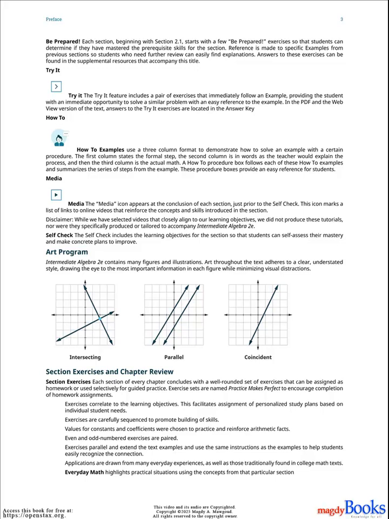Section exercises and chapter review. Section exercises. Each section of every chapter concludes with a well-rounded set of exercises that can be assigned as homework or used selectively for guided practice. Exercise sets are named Practice Makes Perfect to encourage completion of homework assignments. 1. Exercises correlate to the learning objectives. This facilitates assignment of personalized study plans based on individual student needs.